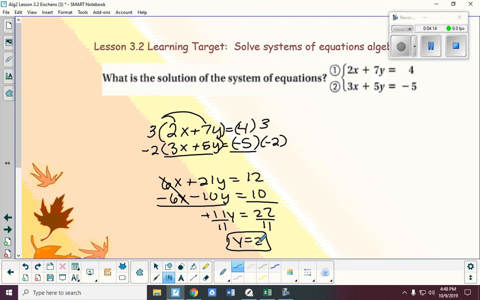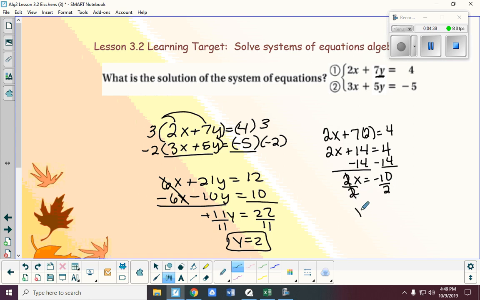Now we substitute that back up for y into either equation. We'll substitute into the first one. So 2x plus 7 times 2 equals 4. And so we subtract 14 from both sides. 2x equals negative 10. Divide by 2. x equals negative 5. And there is the other solution.